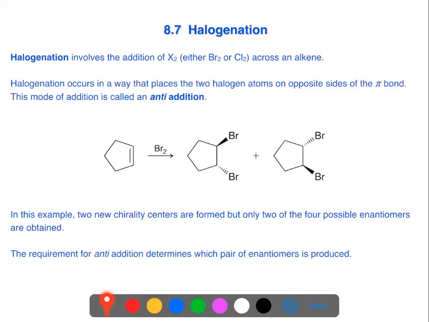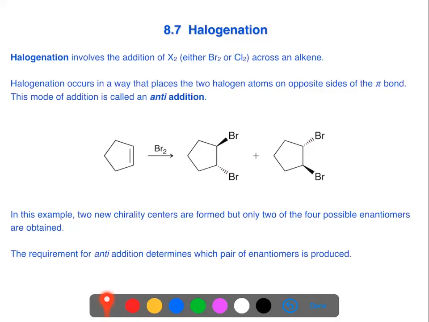Note that this bromine is coming towards us, above the surface of the screen, whereas this bromine is below. These bromines are not on the same side of the ring system. This is the anti-addition result. And you can see that the other enantiomer is the same scenario. We have one bromine below the plane and one bromine above the plane.